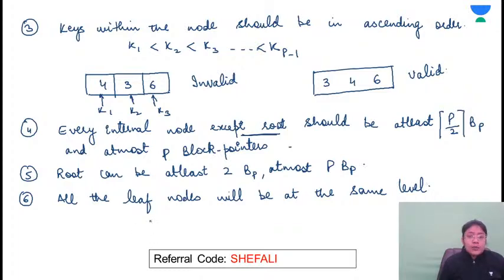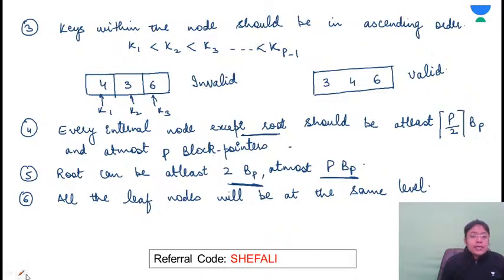Ma'am, fifth point, please repeat. Root can have at least 2 block pointers and maximum P block pointers. Maximum will only be P. I'm going to take the example at that point of time, which I'm taking in the next question, and I'll explain this concept there. Okay?